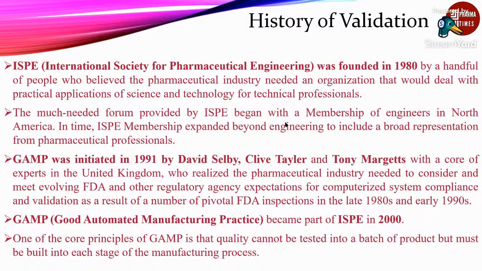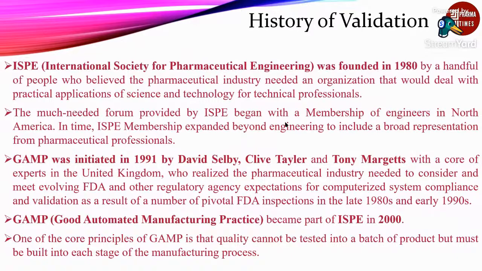Then ISPE became involved with many regulatory agencies. It defined membership of engineers in its spread, starting in North America. Then ISPE membership expanded beyond engineering to include broad representation from pharmaceutical professionals. So many engineers are also involved in this ISPE because we are going to digitalize, or we say that automated systems are used. Then GAMP was initiated in 1991.